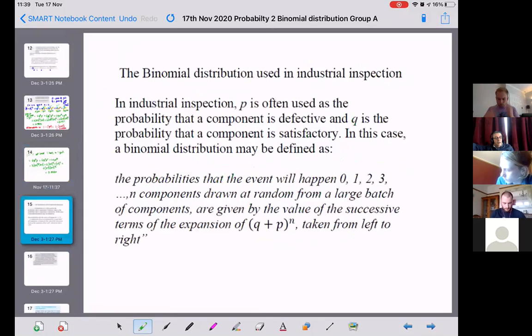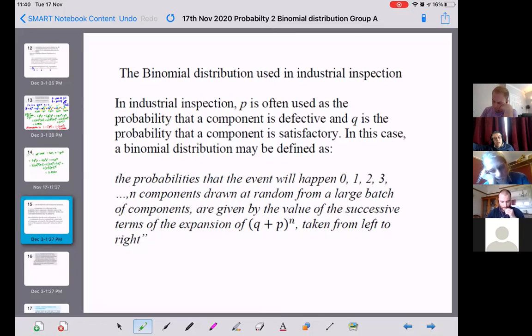We're going to look now at how that can be used in a more industrial inspection kind of situation. So, binomial distribution used in industrial inspection. And your question on this topic in the assignment is one similar to this. In industrial inspection, P is often used as the probability that a component is defective, with Q being the probability that a component is not defective or is satisfactory, whichever way you want to look at it.